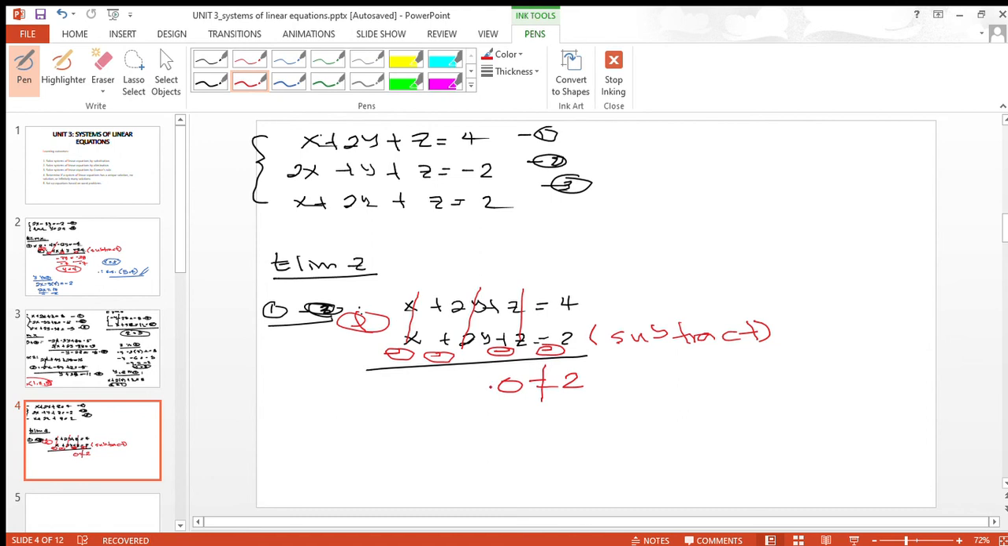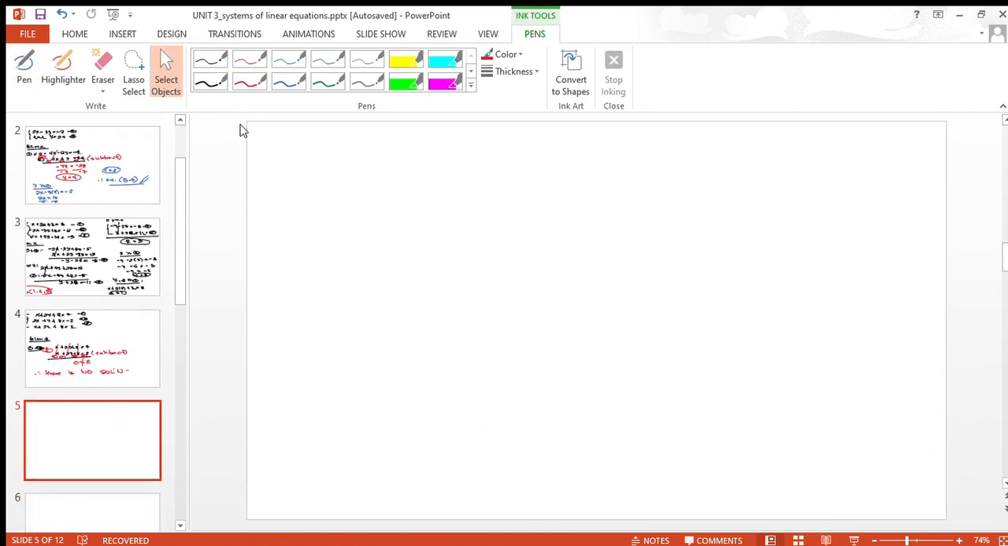So if this is the case, if you obtain something like this, your conclusion is the system has no solution. In other words, if you will graph this, equation 1 and 3 will represent parallel lines. So that's an example wherein the system has no solution.